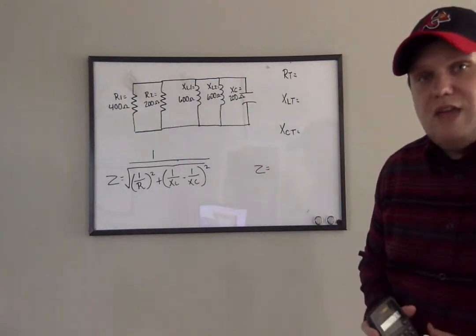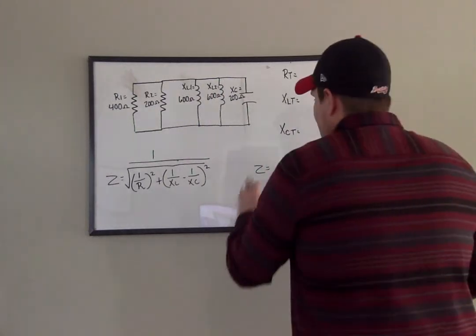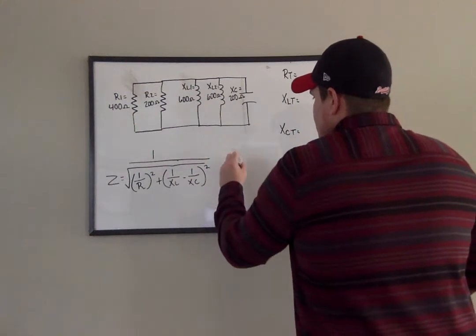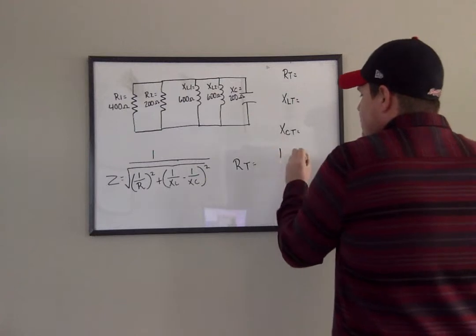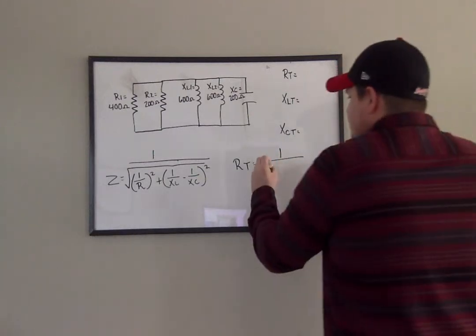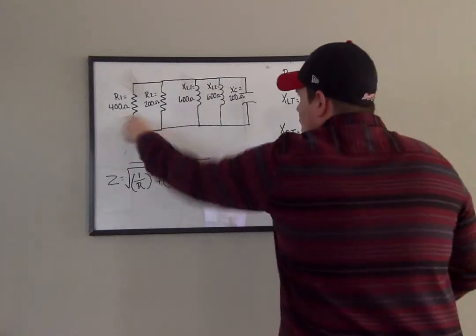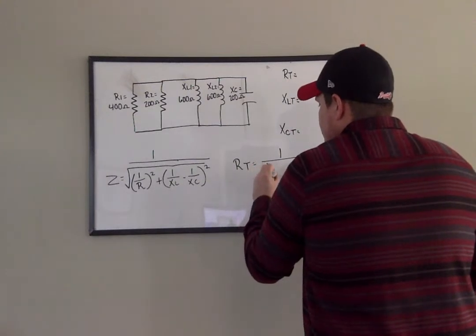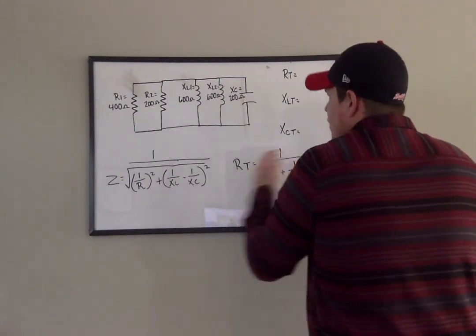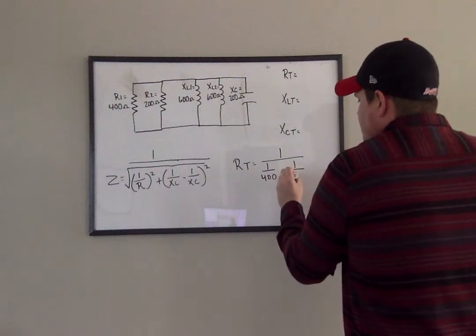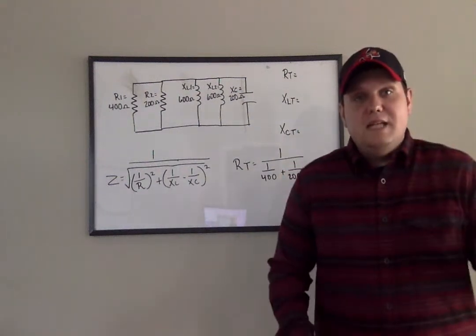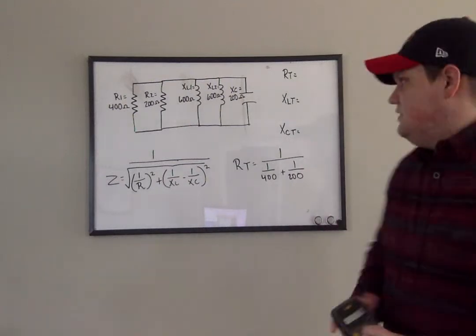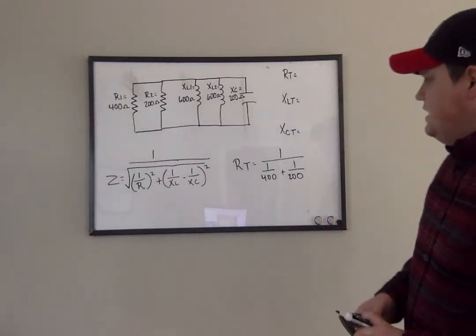So what I need to do is I need to find a total resistance. And to do that, I'm going to have resistance total is equal to 1 divided by 1 over R1, which is 400, plus 1 over 200, which is R2. And doing that will give me a total resistance. And then that will go right here.